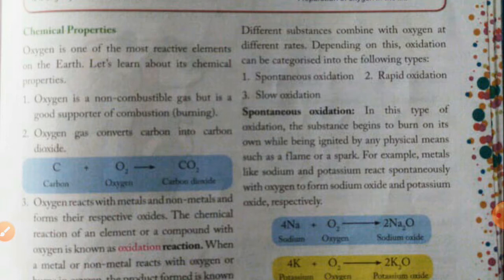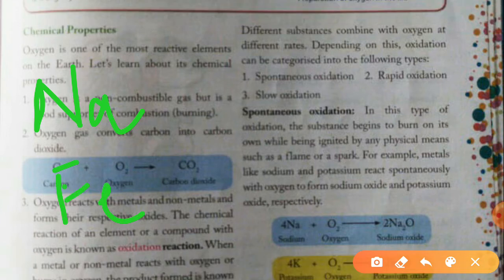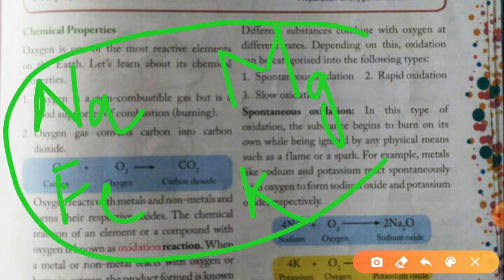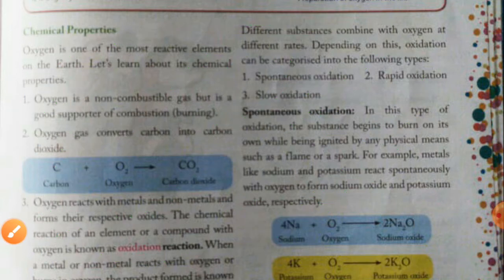Sodium is also a metal. We are taking iron, and suppose we are taking magnesium, and potassium. These are all metals. Each of these metals will react differently with oxygen. They will not react with oxygen in the same way; all of them have different reacting tendencies. One by one, we will see how many types there are.